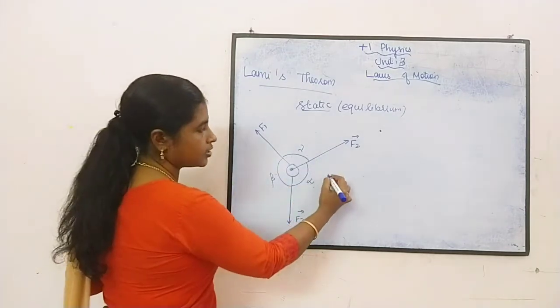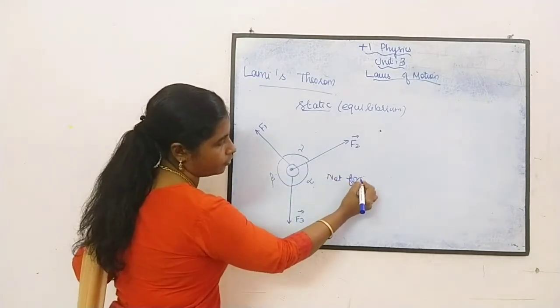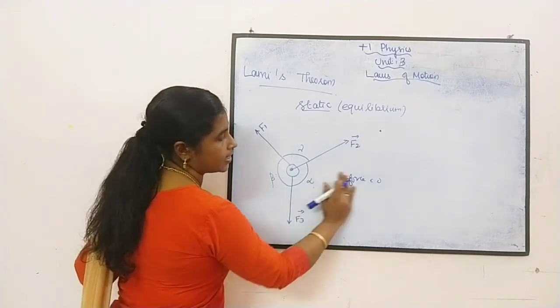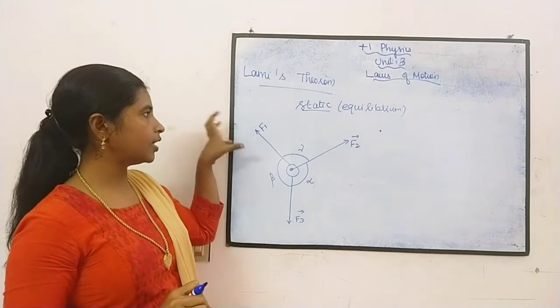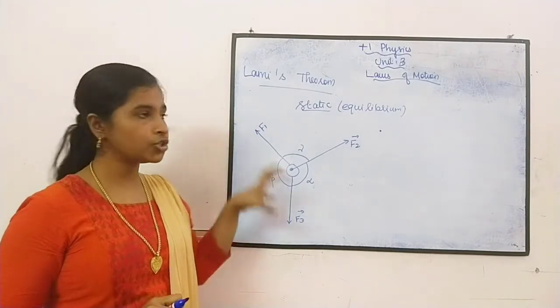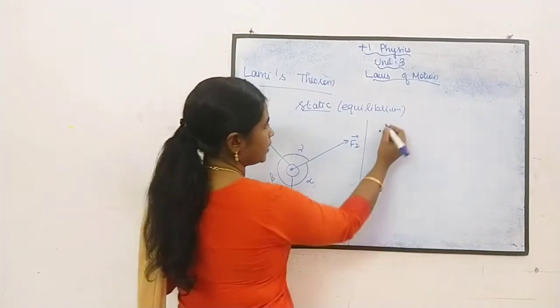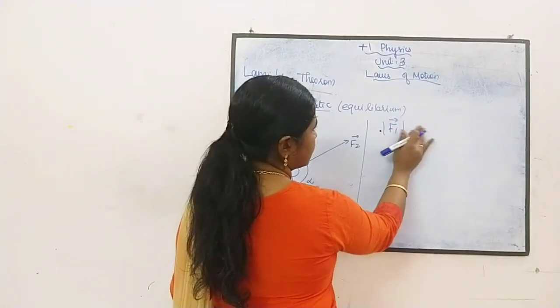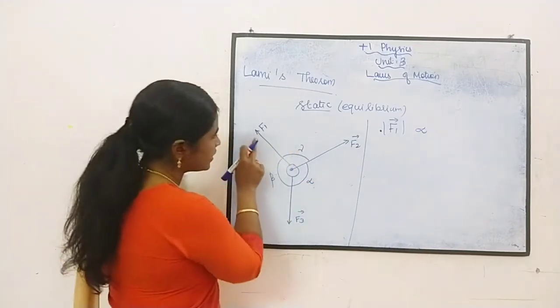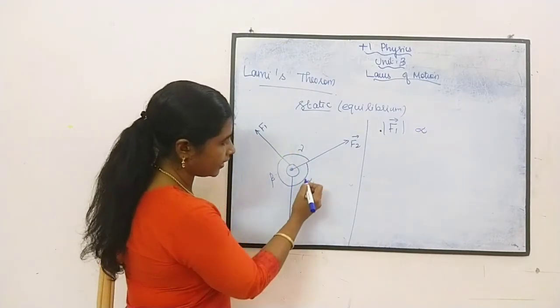That is, the net force is equal to 0. There should not be any net force. In such a case, what will the magnitude of the force be? The magnitude of the first force is directly proportional to the sine of the angle between the other two forces.